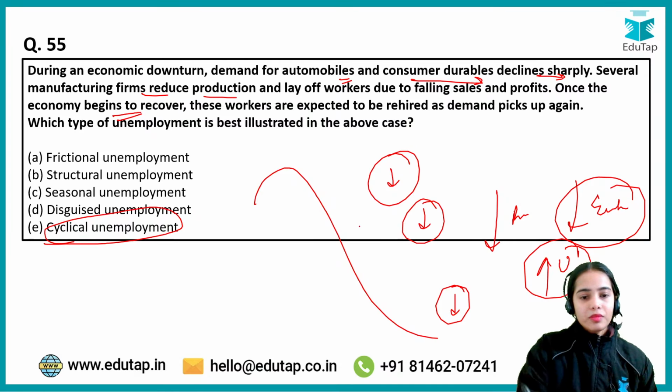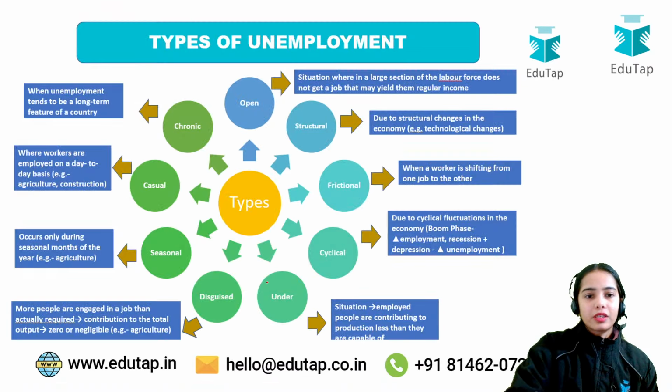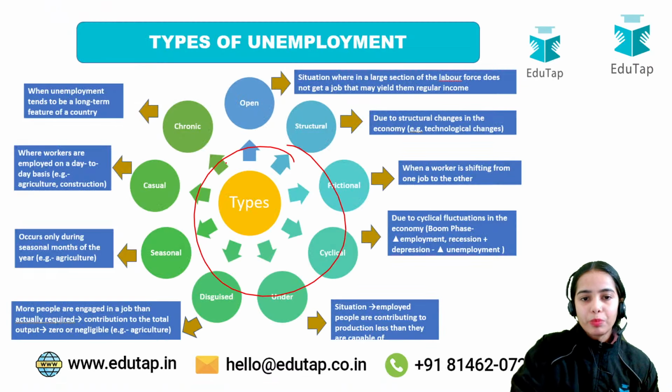Now this is done from my end. Do read about the different kinds of unemployment. The most important are structural, frictional and cyclical, which we have discussed. Open unemployment is also known as naked unemployment.